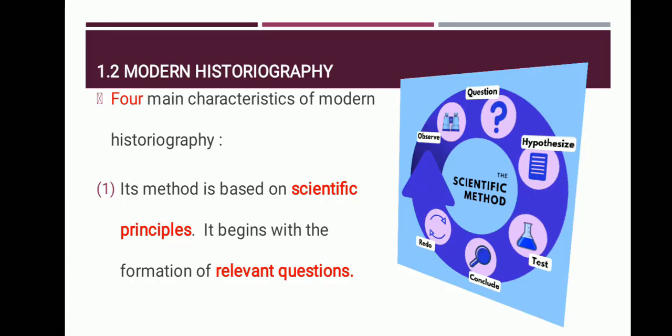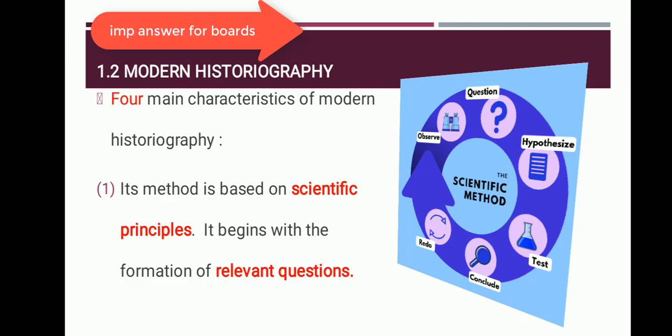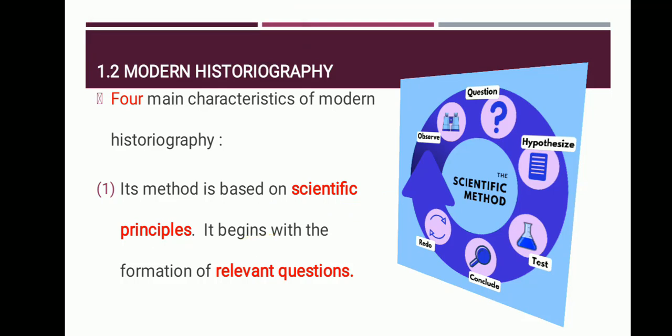Now this is the time of modern, and how modern historiography is written, which is very important for us. So there are four main characteristics you need to follow to write modern historiography. First one is this method should be based on scientific principles. Absolutely right. You cannot write a story based on fiction. So whatever history you are writing, that should have scientific principles and the facts should be scientifically proven.